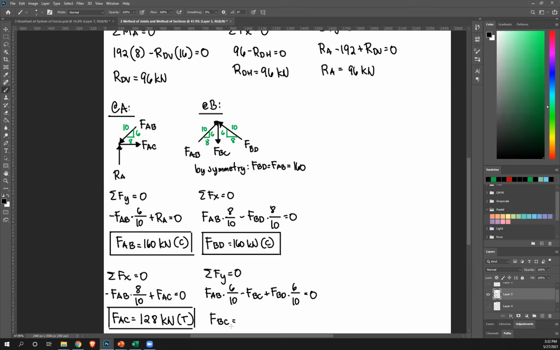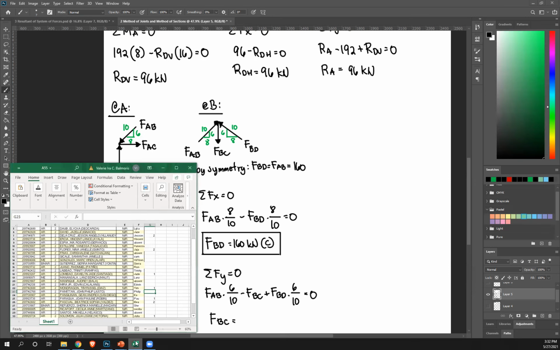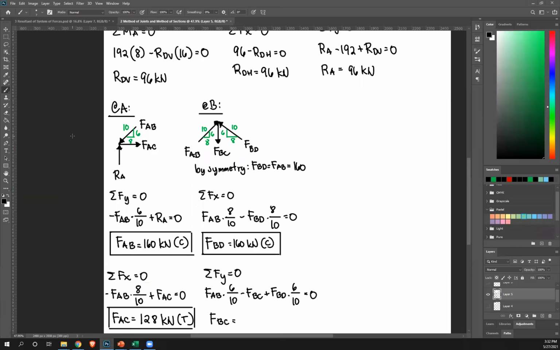Correct, it's 192. Correct, Tim and Gian, Pangilinan and Mondragon. So 192, positive, therefore correct assumption once again. It's away from the point, therefore that's tension. Okay?